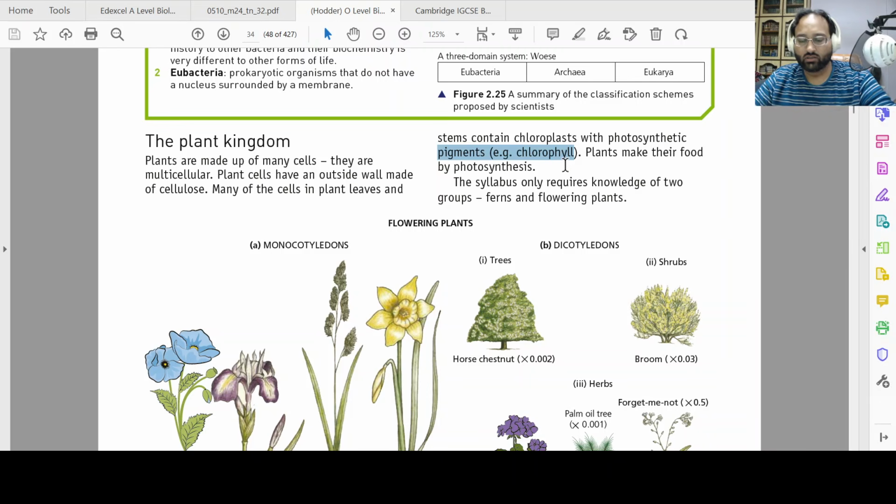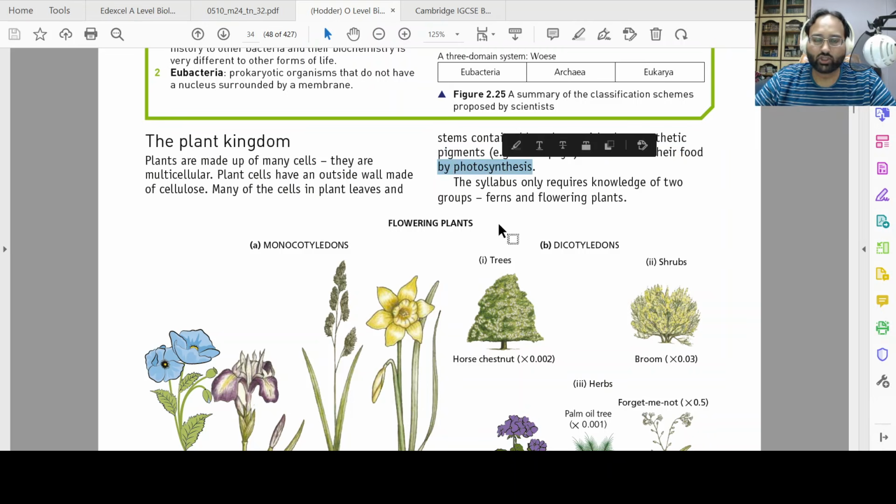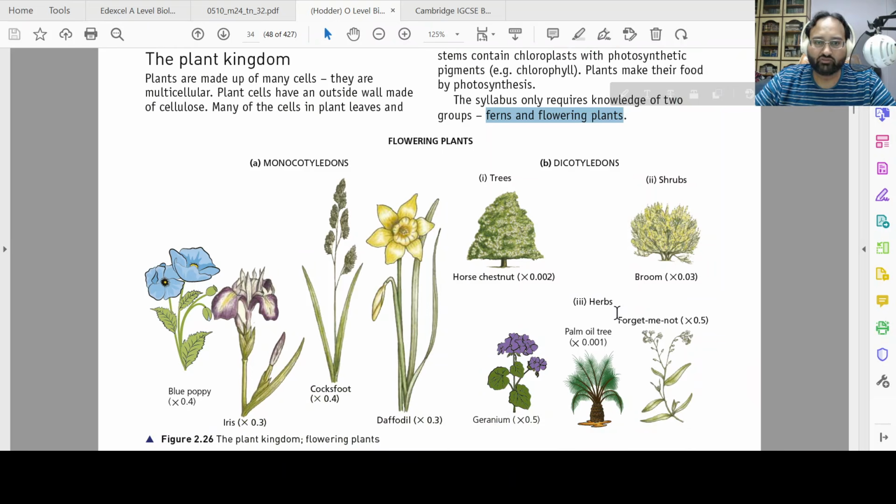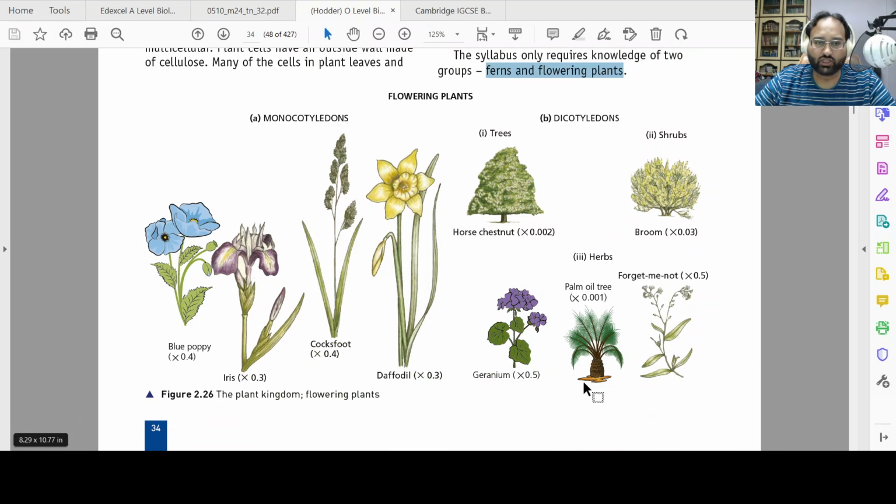So plants make their own food by photosynthesis. We'll talk about photosynthesis later, not in too much detail, but we will. The syllabus only requires knowledge of two groups of the plant kingdom, and those are ferns and flowering plants. All of these you see in the illustration over here are flowering plants. There's a difference in what are called monocotyledons and dicotyledons.